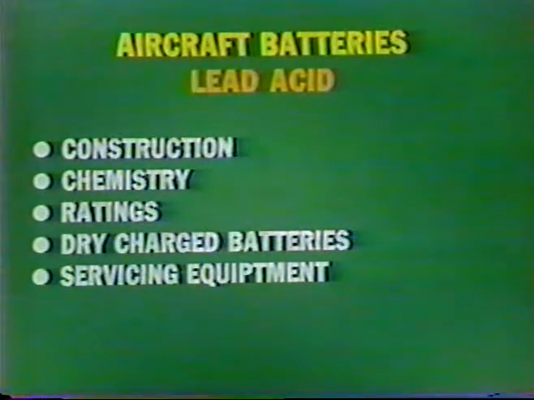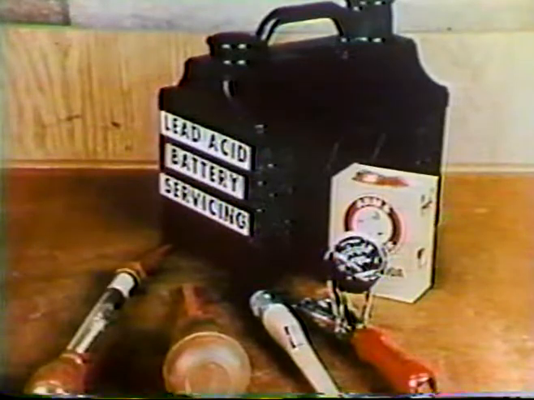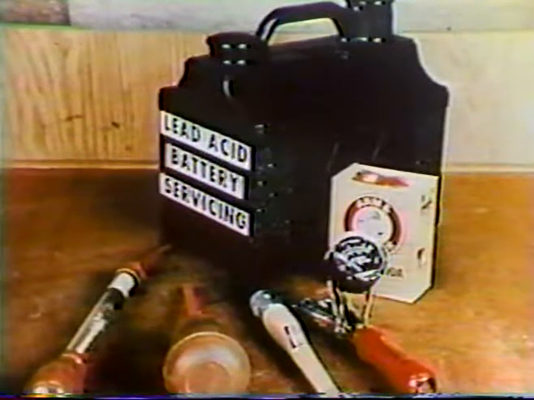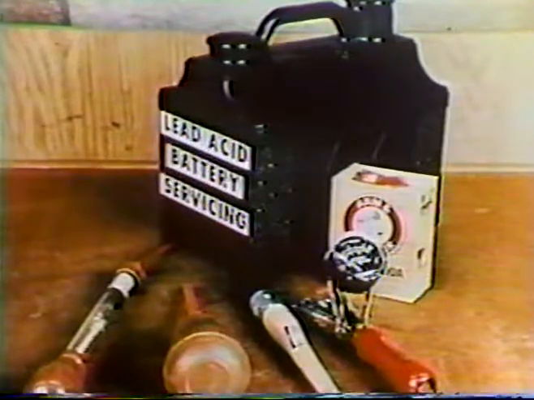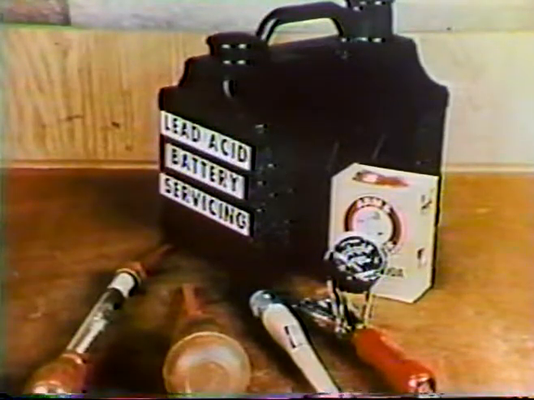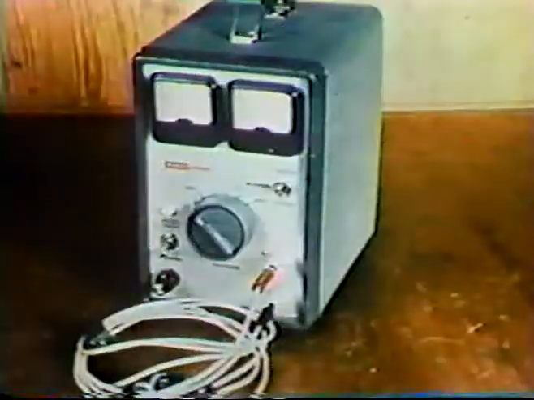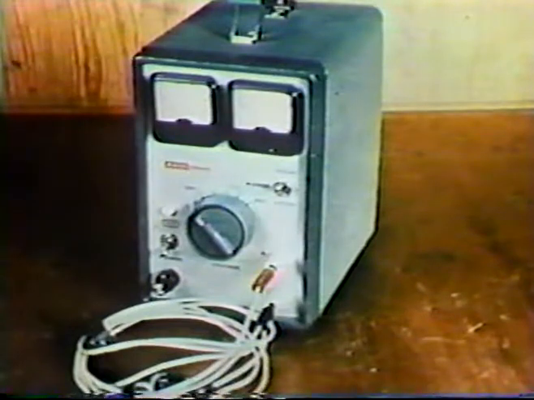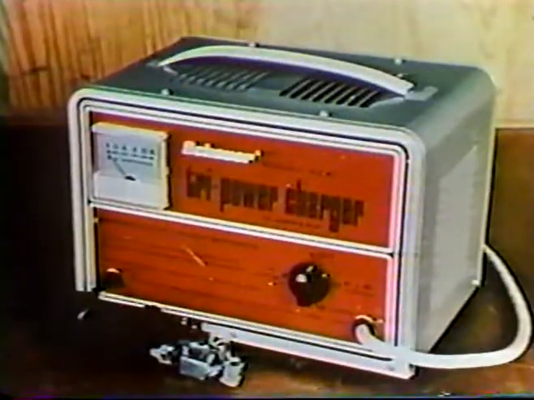Lead-acid battery servicing equipment. The lead-acid battery servicing equipment consists of a servicing kit containing a hydrometer, syringe, non-metallic brush, bicarbonate of soda, pure water, and a battery cell condition tester. This kit should be marked lead-acid. Two types of battery chargers are commonly used on aircraft lead-acid batteries: the constant current type and the constant voltage type.